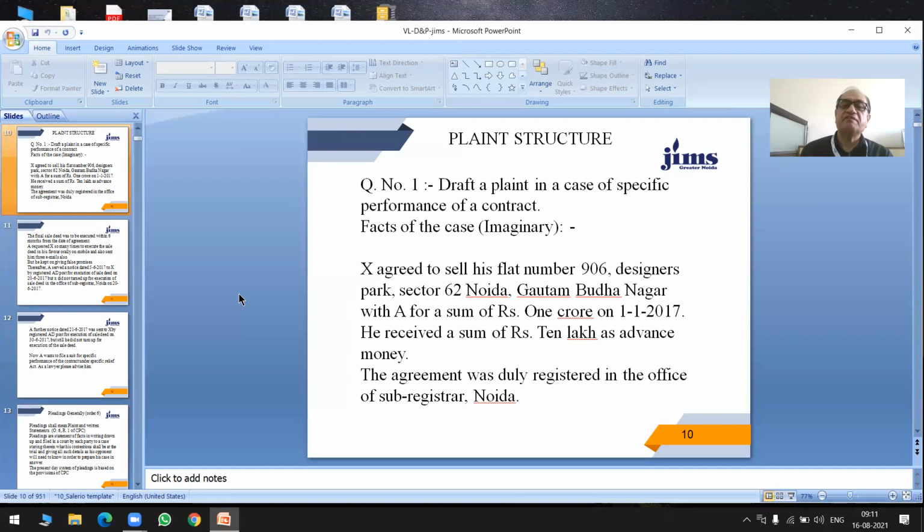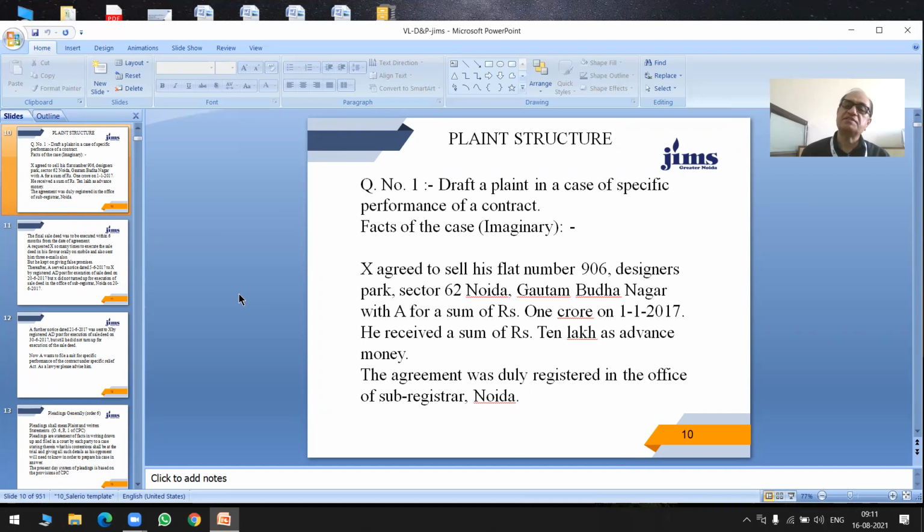So now I'm taking one illustration, the question number 1, that is draft a plaint in a case of specific performance of a contract. And all the facts of this case will be imaginary. Dear students, please note down this illustration. With the help of this single illustration, I will cover half of the syllabus of drafting and pleading. So you must remember these facts by heart so that the subsequent drafting becomes easier for you.